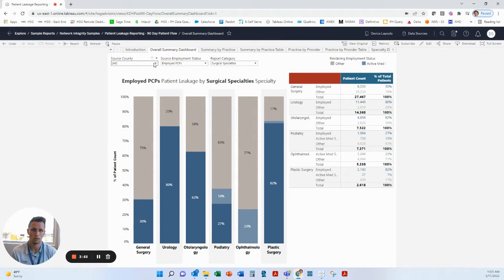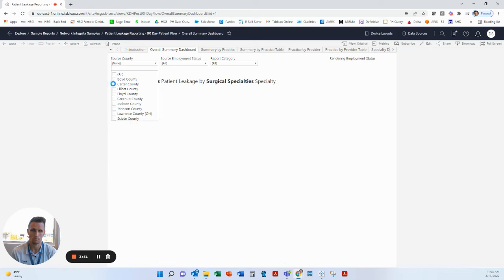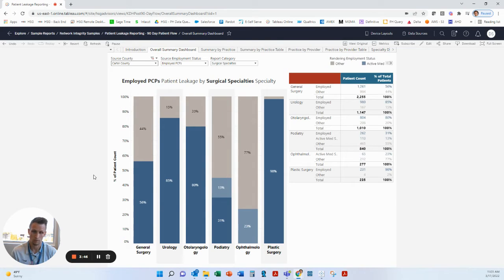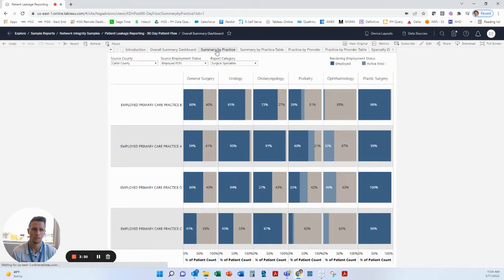We then have the ability, if we wanted to look at just maybe Carter County specifically, where we can now see for our primary care practices in Carter County that are employed, what does that look like in our ability to keep patients within the system, with the light blue portion being active medical staff specialists that might not actually be employed by our system. We then get into specifics of what that looks like by practice. So these would be the 4 employed primary care practices we have within Carter County.